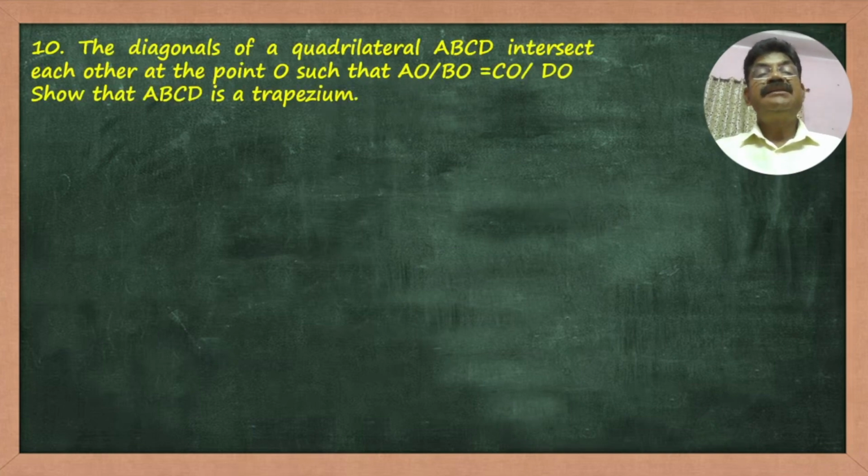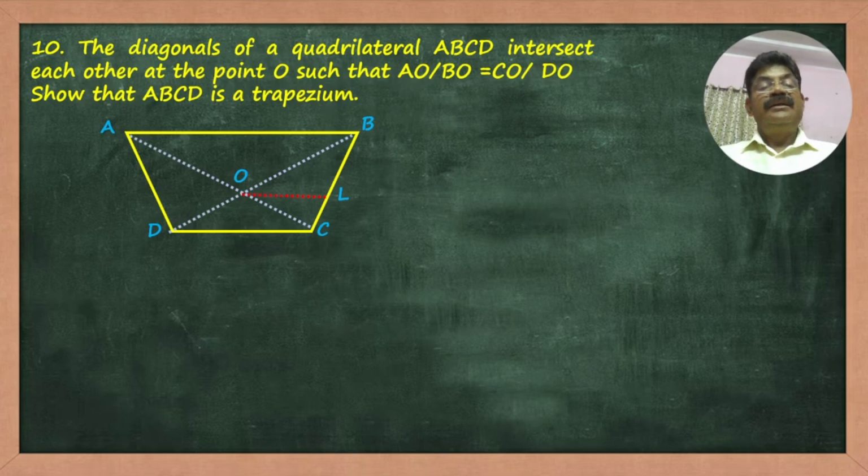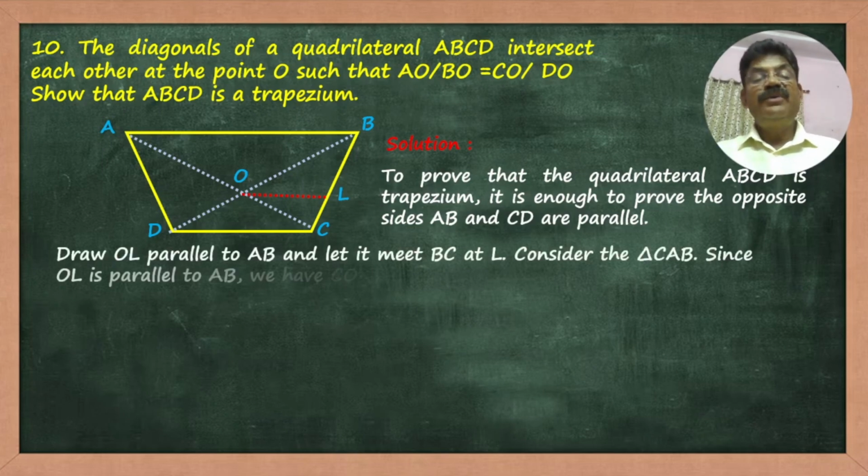10th problem. The diagonals of a quadrilateral ABCD intersect each other at the point O such that AO divided by BO is equal to CO divided by DO. Show that ABCD is a trapezium. So this is the picture of the quadrilateral ABCD. AC and BD intersect at O. Solution. To prove that the quadrilateral ABCD is a trapezium, it is enough to prove that the opposite sides AB and CD are parallel. So what I am doing, I am drawing a line OL parallel to AB and let it meet BC at L.